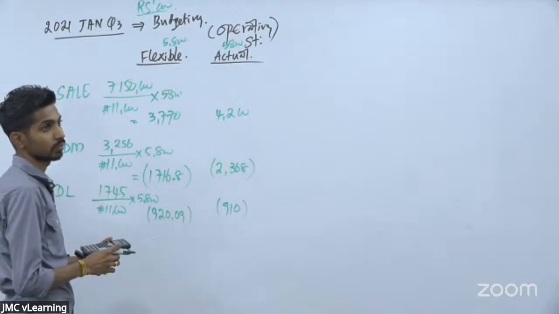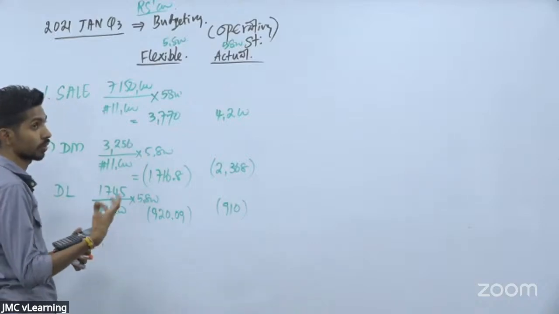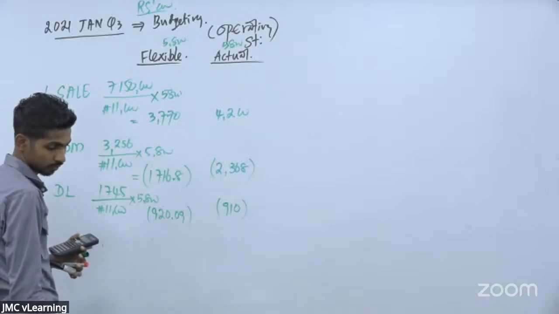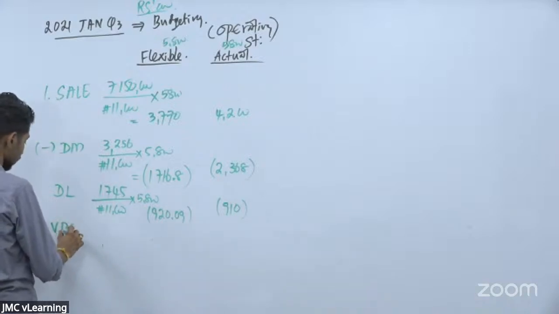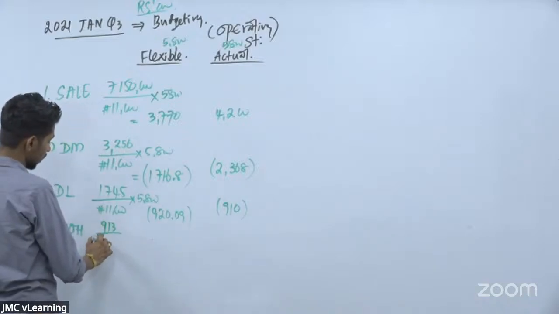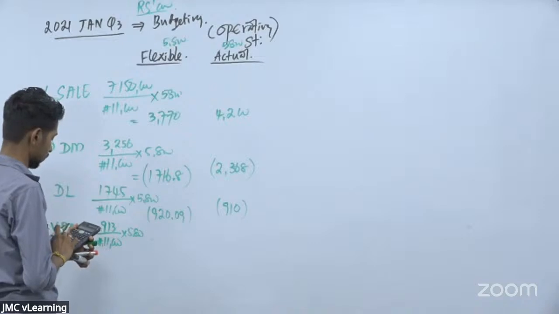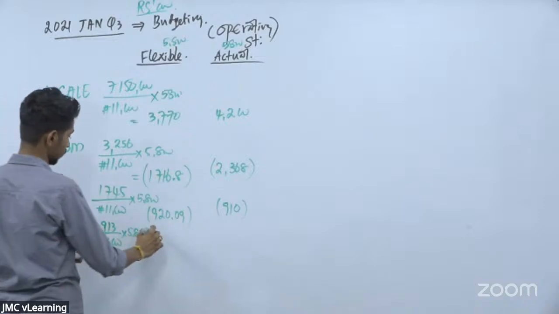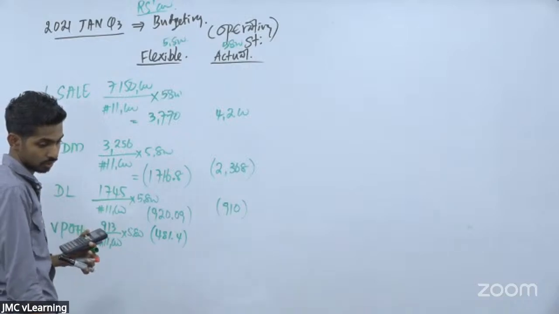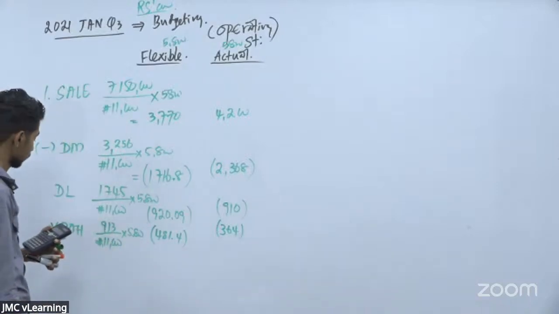Please let me know if there is some deviation between my figures and your figures. Generally, my figures will change due to the live calculation. If not, you can go through. Variable production overhead: 913 divided by 11,000 into 5,800. 481.4. Actual variable production overhead is 364. I am working with the 1,000 figures.